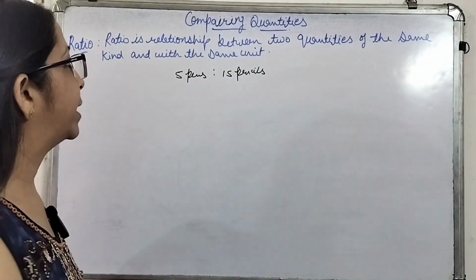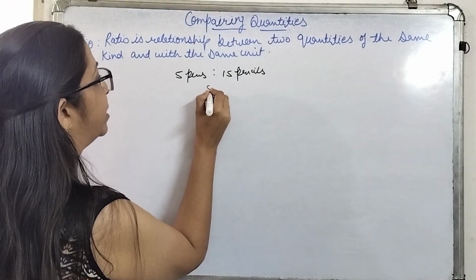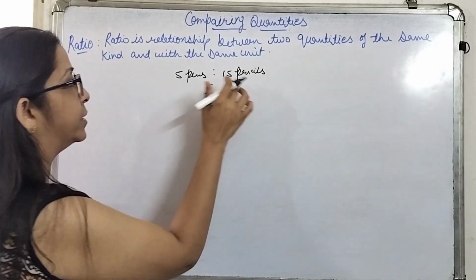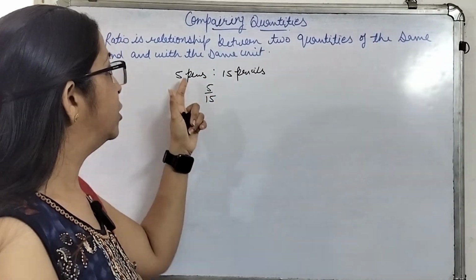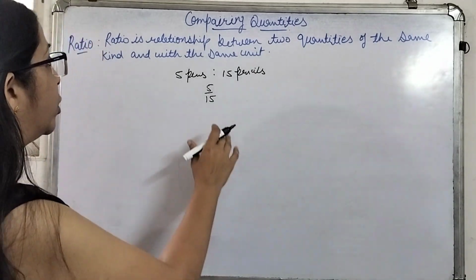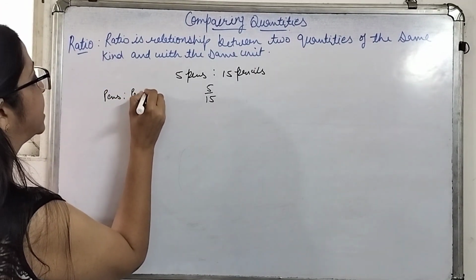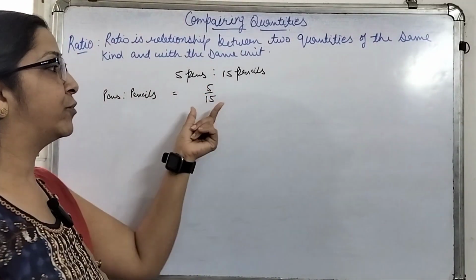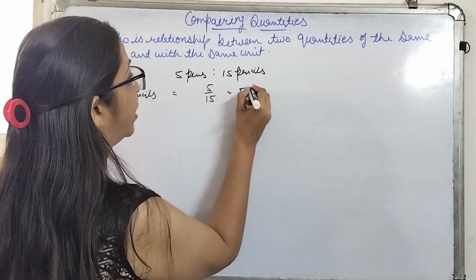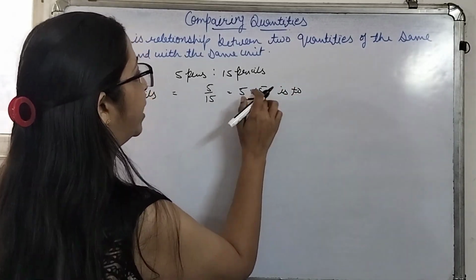Whenever we are comparing in terms of ratio, we are simply dividing by both the terms. 5 pens are there and 15 pencils are there. So simply we are dividing. So we are saying the ratio of pens to pencils. Ratio of pen and pencil is 5/15, or you can say 5:15. It is read as 5 is to 15.